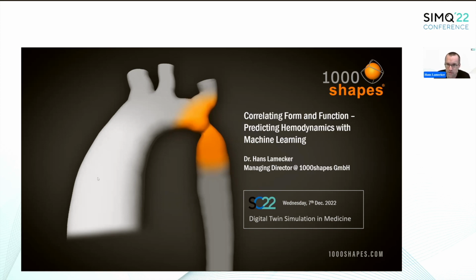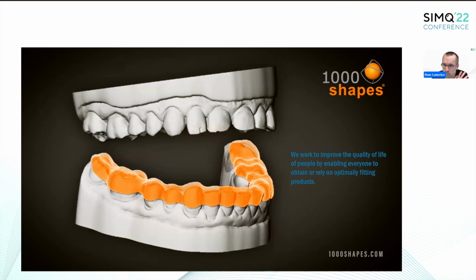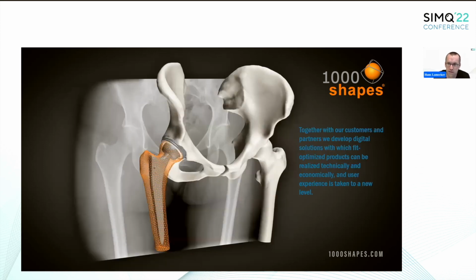At 1000 Shapes, our vision is to improve the quality of life of people by enabling everyone to obtain or rely on optimally fitting products. So the focus of our work is really on the geometry of things, especially of anatomy. And how do we do this? We are a software company. Together with our customers and with our partners like Simq, for instance, we develop digital solutions with which fit-optimized products, mainly in our case, medical products or therapies, can be realized technically and economically. Very important, especially in the medical sector, and in a way that the user experience is taken to a new level. That's what we are doing in a nutshell.